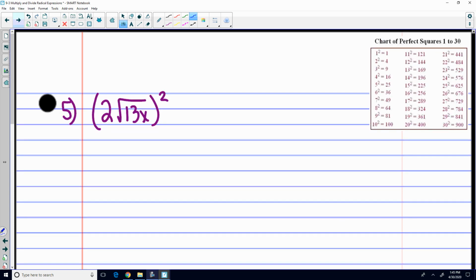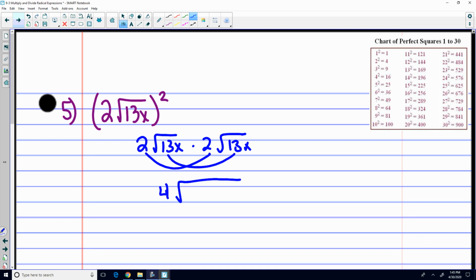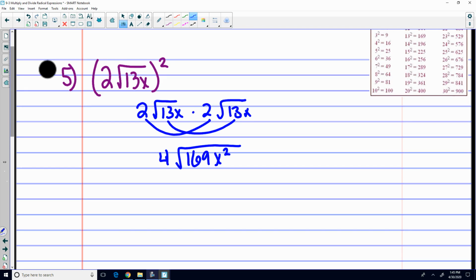All right, last problem. 2 square root of 13x squared. So remember again, you're doing 2 square root of 13x times 2 square root of 13x. This is the first time we're seeing a variable in here, and that is okay. All right, so let's combine like things. 2 times 2 is 4, and 13x times 13x is 169x squared. All right, so let's break down 169. Oh, before I move that, maybe I should go over here and circle it. 13 squared is 169. So 169 itself is a perfect square.